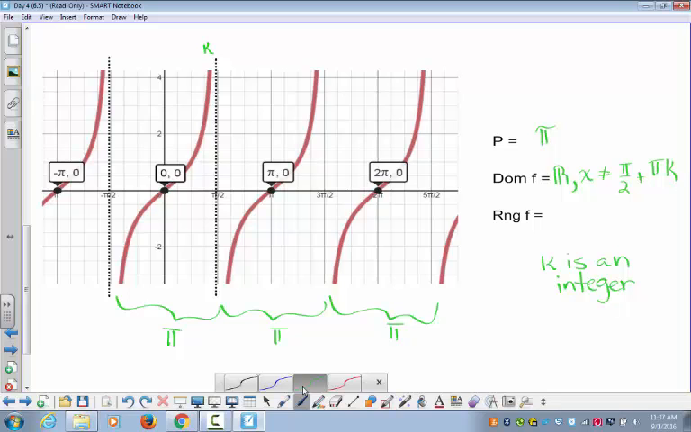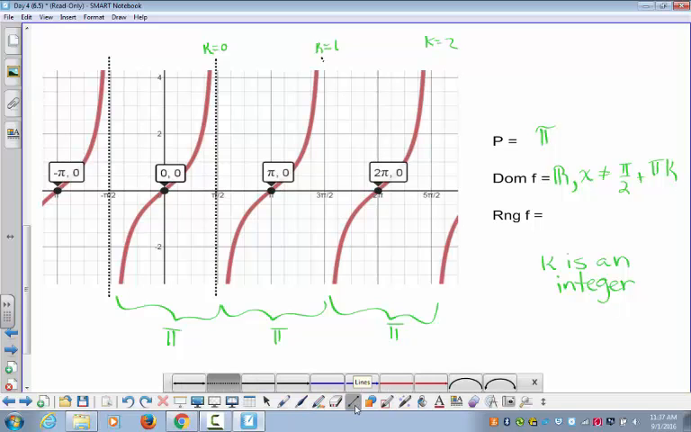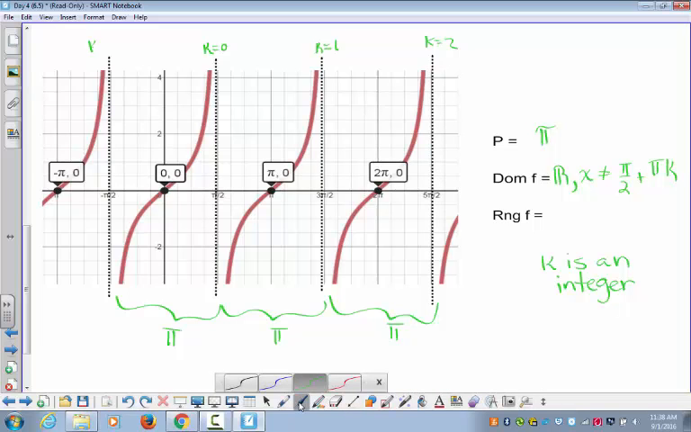This asymptote right here is when k is 0. What is the k value for this asymptote? 3 pi over 2. 1. What is the k value for this asymptote? 2. So the k's are going to count off all these asymptotes right here. How about the k value for this asymptote over here? -1. And mathematically it works. If we look at k equals -1, pi over 2 minus pi, if you subtract off pi, you get to minus pi over 2. So that will be our systematic way to count off the asymptotes.